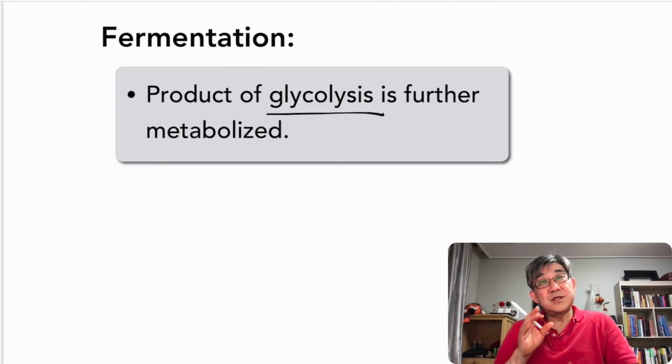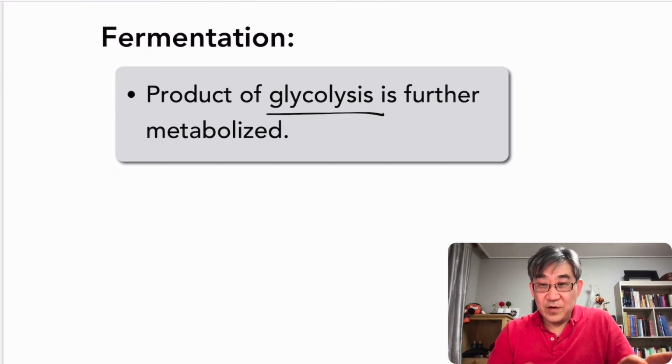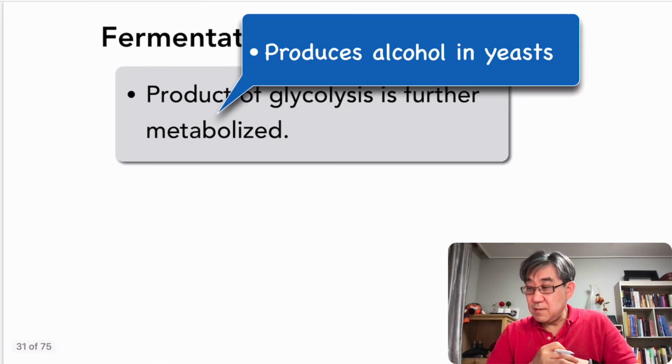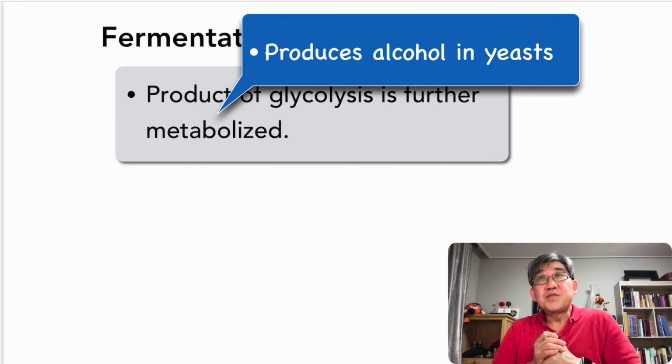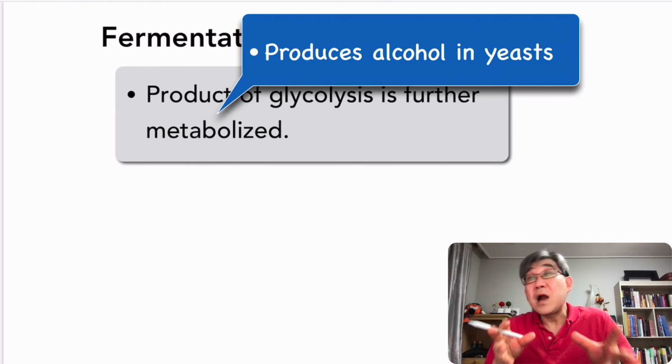But then instead of staying and waiting until the oxygen supplies resume, that product is quickly converted into something else. That's basically what the fermentation reaction is all about. And what kind of product is made instead in a fermentation reaction depends on different organisms. For example, in yeast, the converted product is actually alcohol.